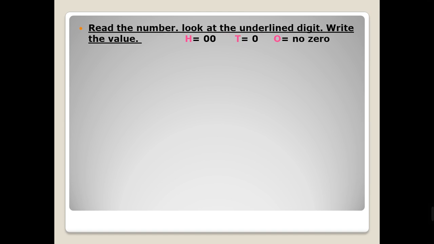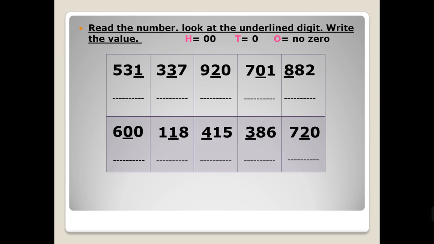Read the number, then look at the underlined digit and write the value. Remember, 100 has 2 zeros, 10 has 1 zero, and 1 has no zero. The first number, 531. The underlined digit, 1. 1 is in ones place. So the answer is 1. Excellent. Without any zeros, okay?